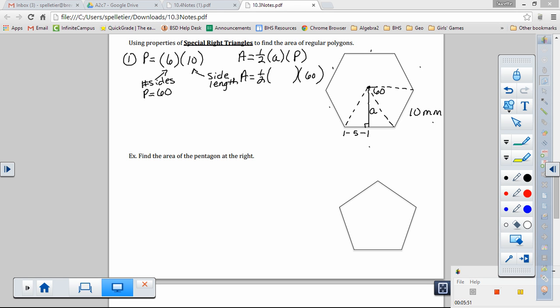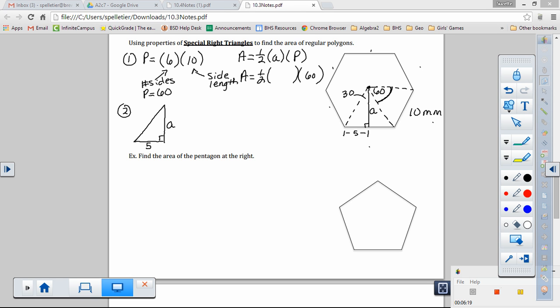Okay, now I have to find the apothem. So step number 2 means that I now have to search for this apothem, and here's my triangle. So I have to do some special right triangle figuring, right? I know this bottom length here is 5. That was given to me. And if I know that this entire angle is 60, then I know that this is going to be half of 60, or 30.